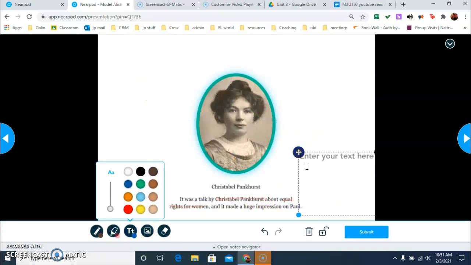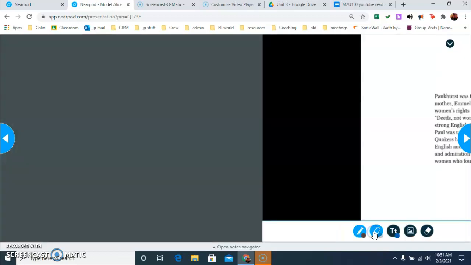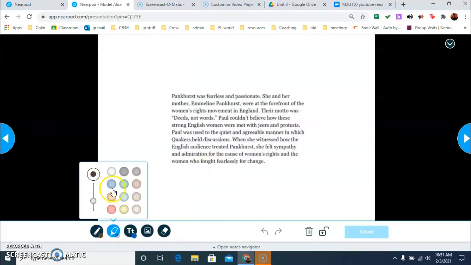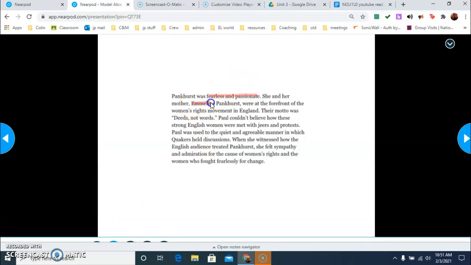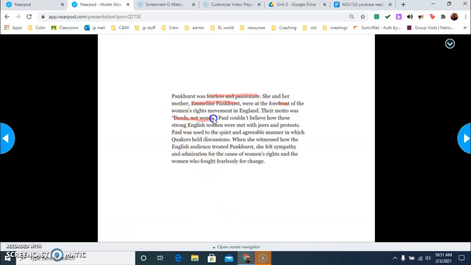So I wonder why. Why did this talk? She seems to already believe this stuff. So I wonder why the talk made an impression. Pankhurst was fearless and passionate. Well, maybe that's part of the reason. She and her mother, Emmeline Pankhurst, were at the forefront, which is a fancy word for just saying front, of the women's rights movement in England. Their motto was deeds, not words.